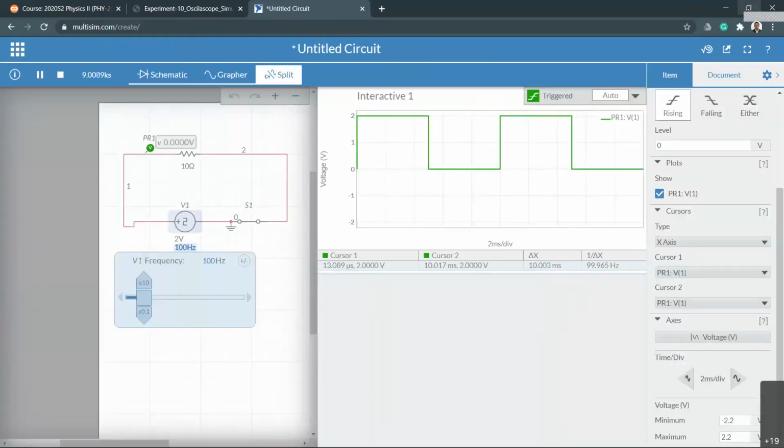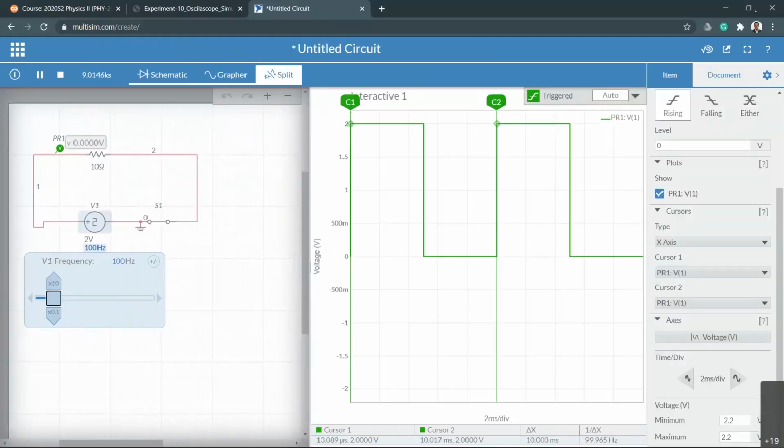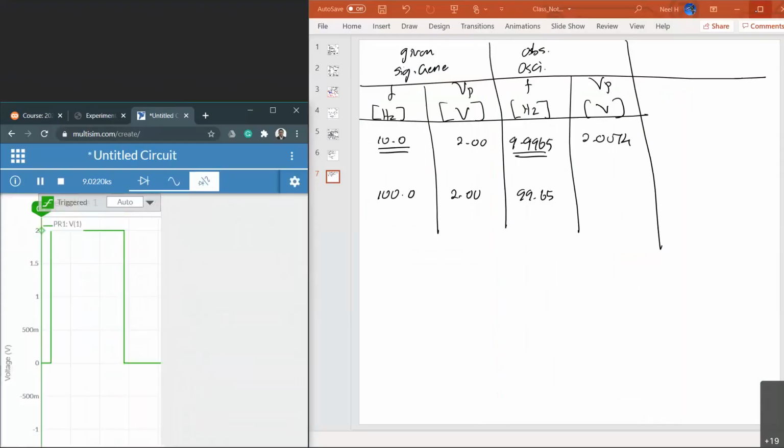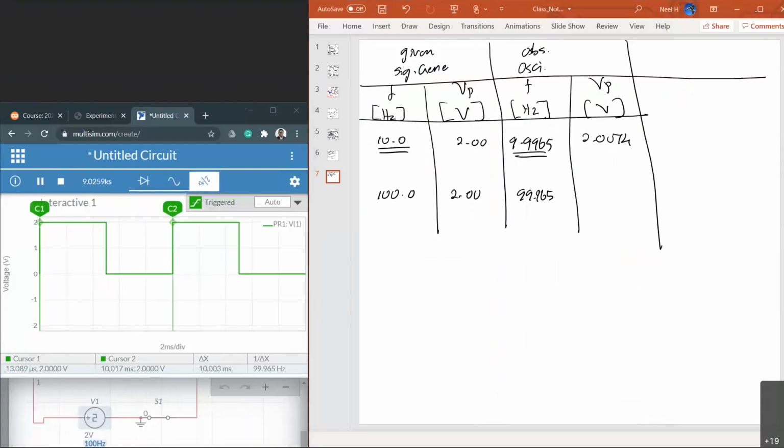What's the number we're getting? 99.965 hertz, right? Let's read that directly. 99.965. This number doesn't change at all. And then you continue this one.